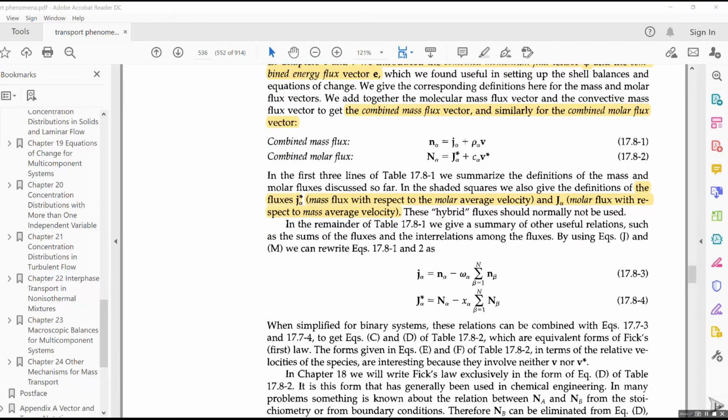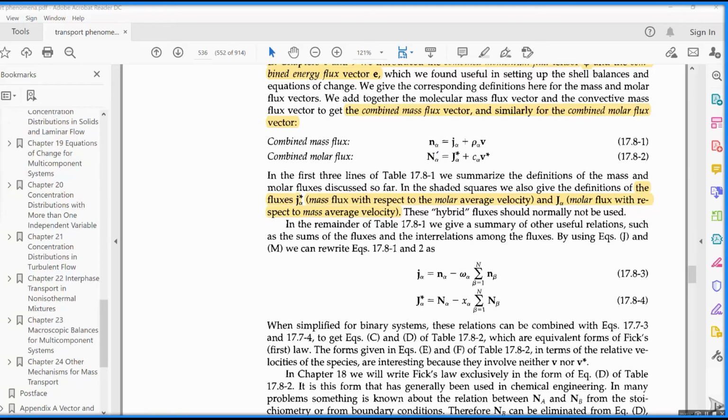Combined mass flux for a system, we can define as small n alpha equals j alpha plus rho alpha v. In here, v is the mass average velocity, don't forget. Combined molar flux is defined as big N alpha. J alpha is the molar diffusivity term, multiplied by the convective molar transport of the species with respect to the average molar velocity. So these are two important results we obtained so far here.